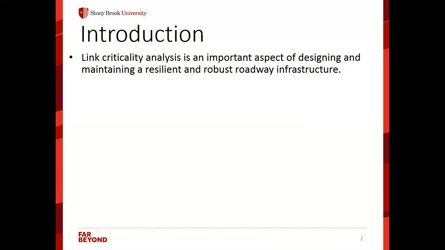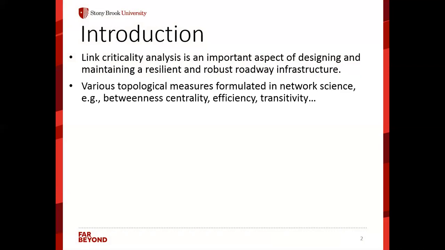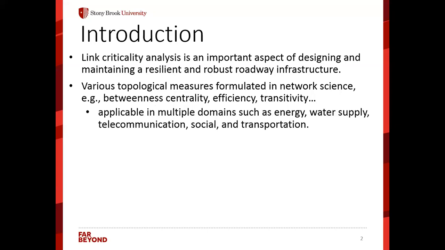Link criticality is an important aspect of designing and maintaining networks, and transportation networks in particular. There have been measures formulated in network science, not necessarily considering transportation networks specifically, but in general, applicable in multiple domains like energy, water supply, telecommunication, and social networks. Actually, there have been a lot of new measures since Facebook and social media arrived, and people try to understand how these networks are connected.